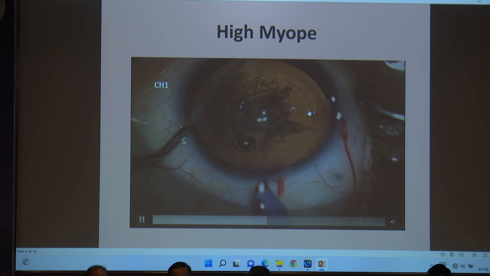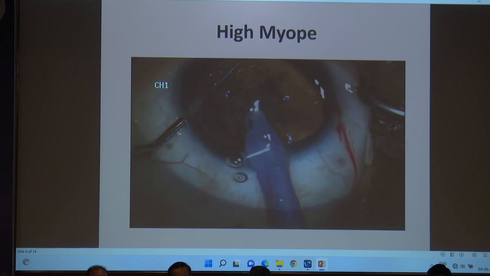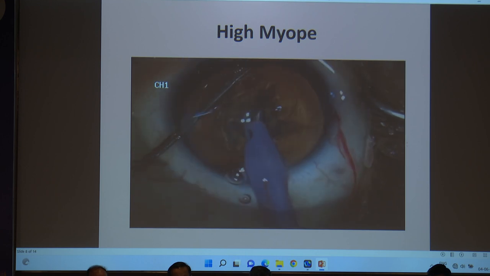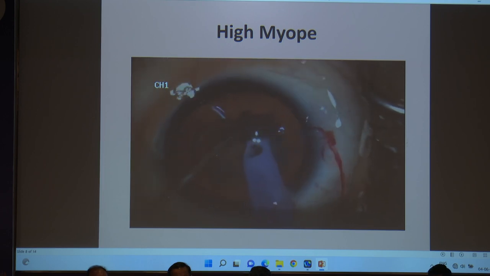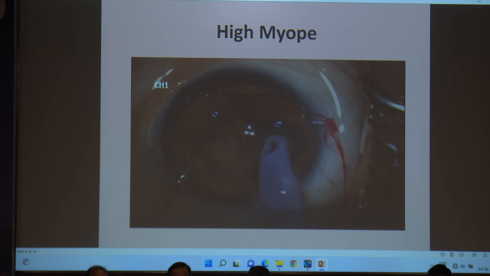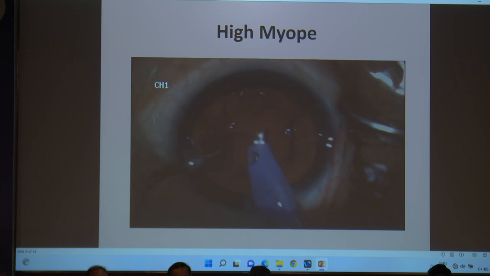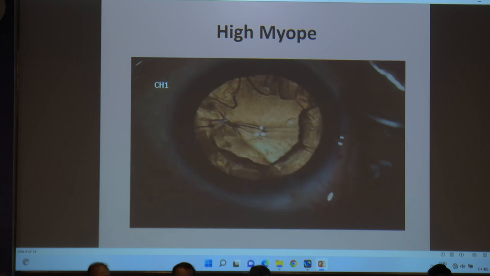This patient had high myopia. So in high myopia, you should always be observant that there should not be very large fluctuation of the anterior chamber. So I am injecting the viscoelastic before taking out the irrigation. That is very important in these cases.